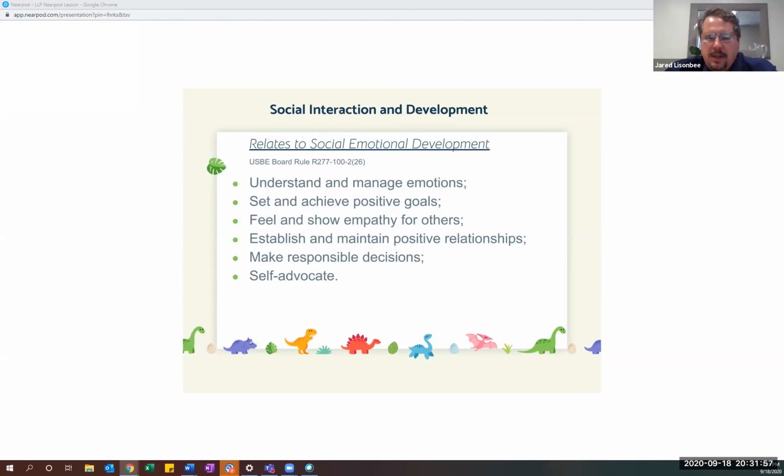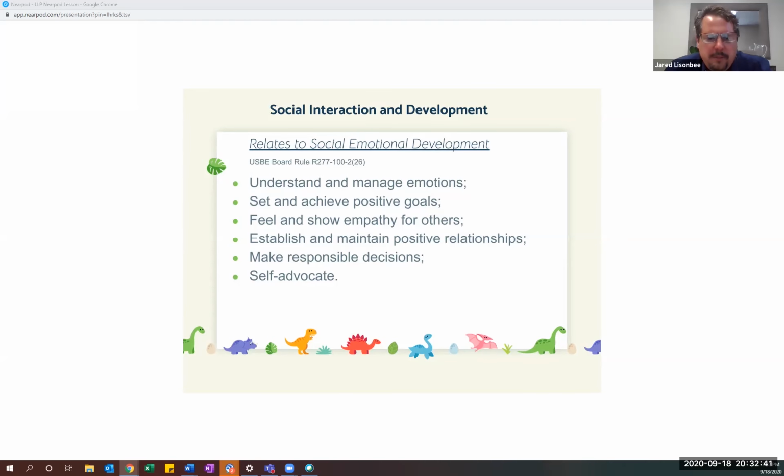The State Board of Education has discussed and identified what are the components of social emotional development. And just really briefly, these are the working definition, so to speak, of what social emotional development encompasses. The first is understand and manage emotions. Emotions are a big key component of communication and of life. Set and achieve positive goals. So going back to some of the previous standards of being planful, laying out step-by-step ways to approach problems. Feeling and showing empathy for others. Establishing and maintaining positive relationships. Making responsible decisions. And finally, self-advocate.